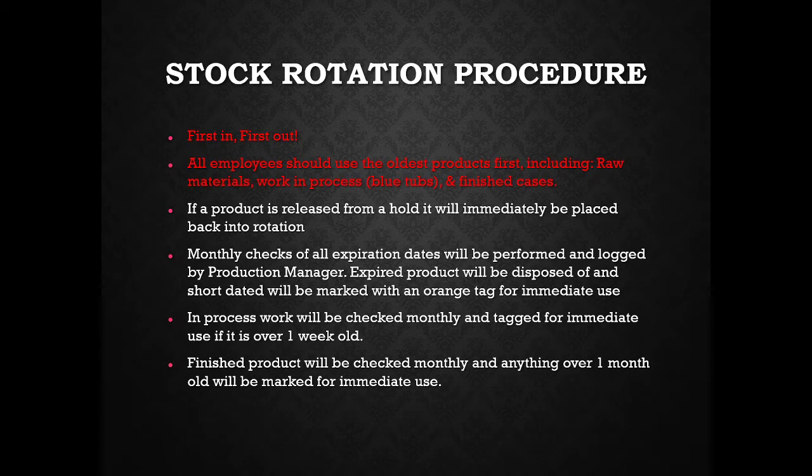Monthly checks of all expiration dates will be performed and logged by the production manager, and expired product will be disposed of, and short dated will be marked with an orange tag for immediate use. In-process work will be checked monthly and tagged for immediate use if it's over 1 week old. Finished product will be checked monthly, and anything over 1 month old will be marked for immediate use.